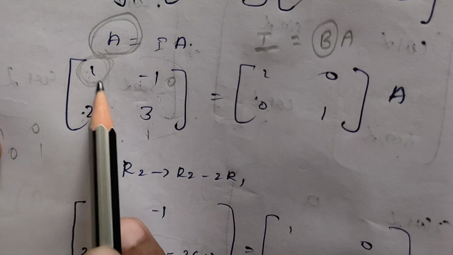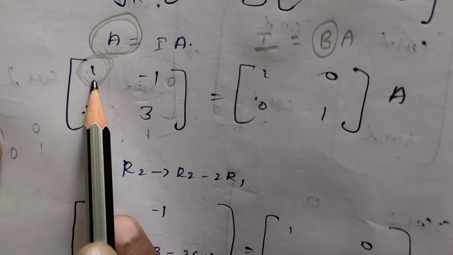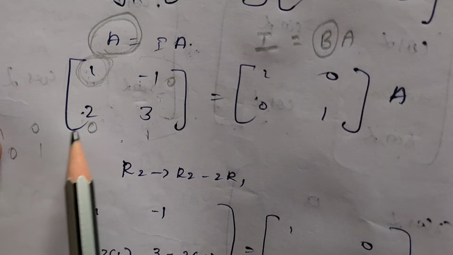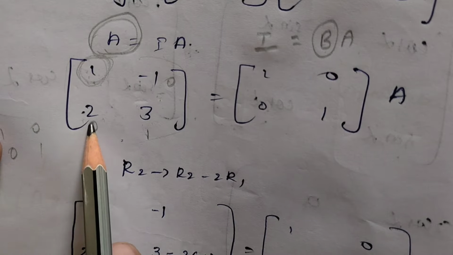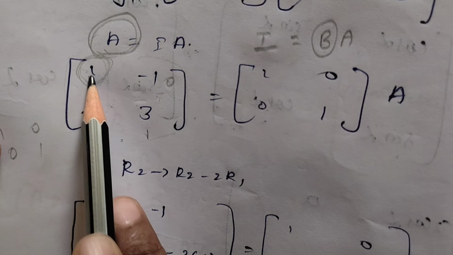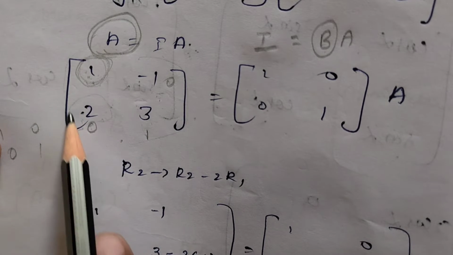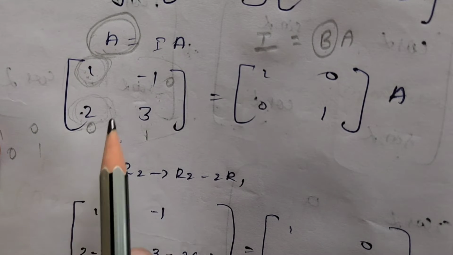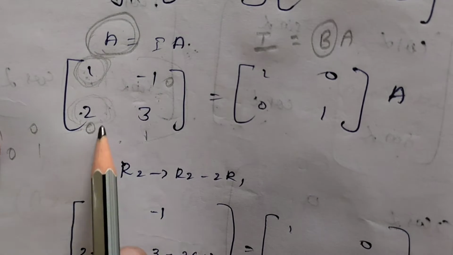Since the matrix itself contains this as 1, I'll move to step 2. Step 2 is, you should make this element 0 with the help of R1. So with the help of R1, how will you make this element 0? 2 minus 2 will give you 0.